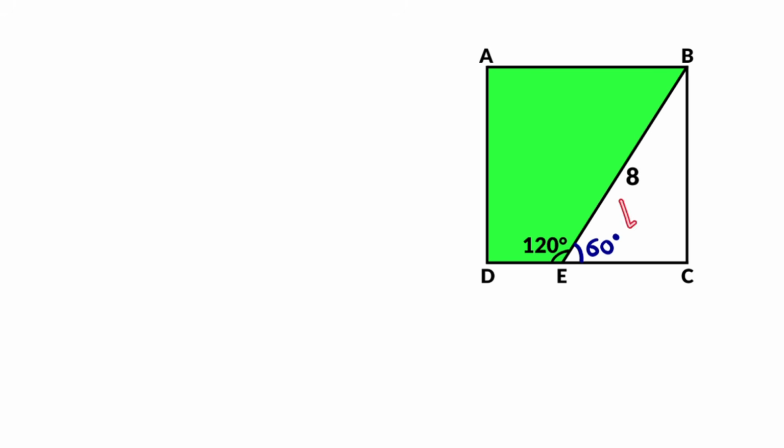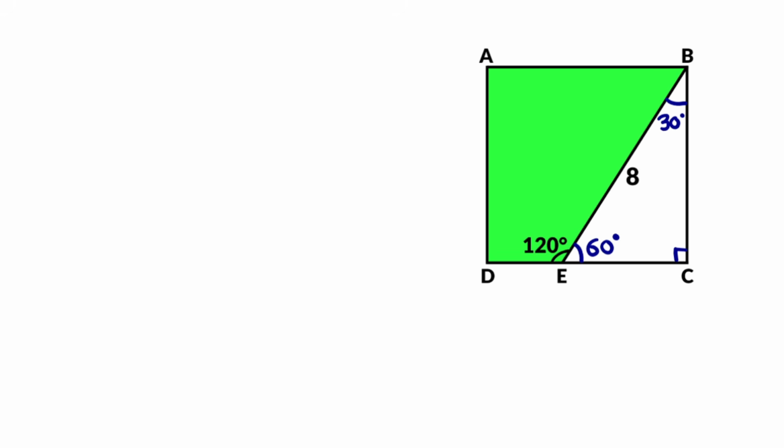Now look at triangle BCE. Angle C is 90 degrees, and angle E is 60 degrees. That means the remaining angle at B is 30 degrees. So triangle BCE is a classic 30-60-90 triangle.